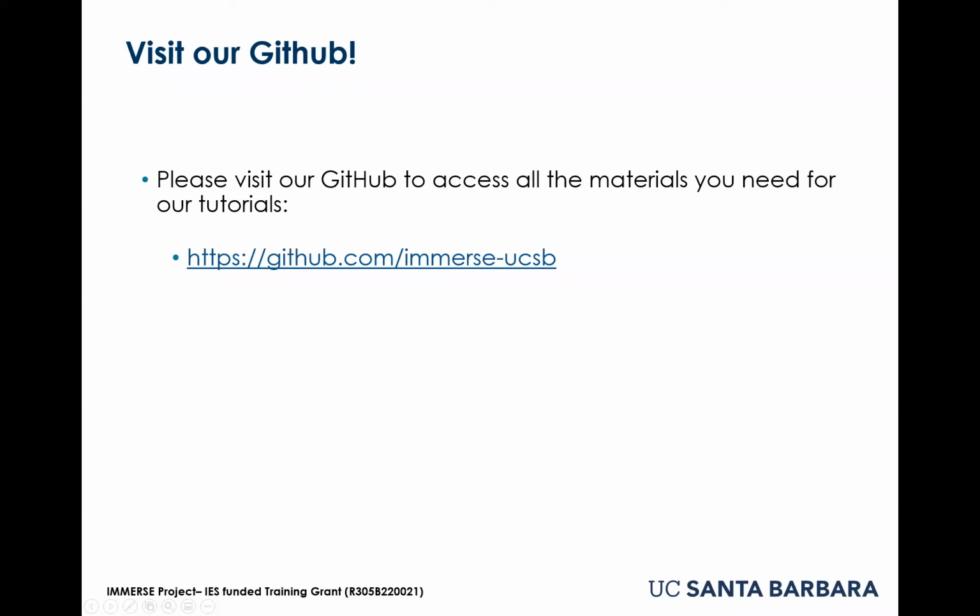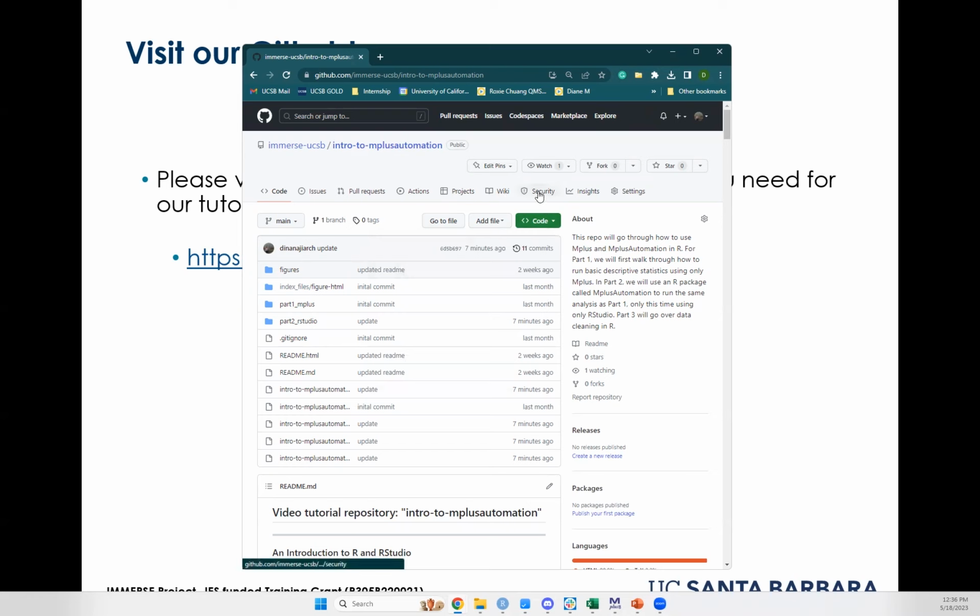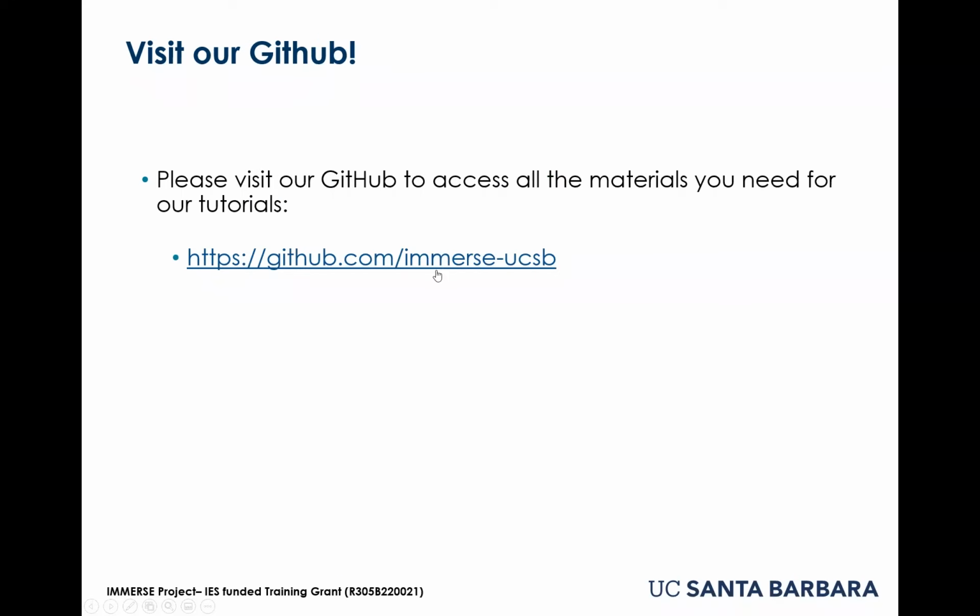To access the materials you'll need, they are available on our GitHub, specifically under the repository Intro to MplusAutomation. So go ahead and save this repository wherever you'd like. I saved it on the desktop under the Immerse project folder.